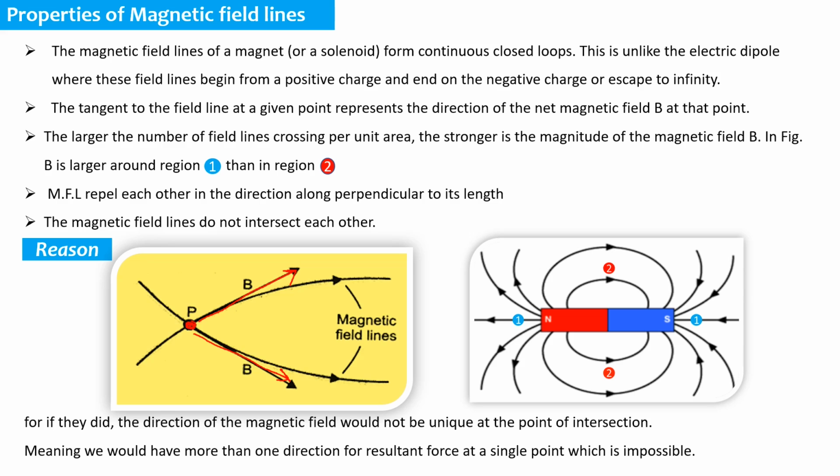If you are experiencing 400 forces at a point, the resultant force will be single. There cannot be more than one resultant force. Therefore, magnetic field lines never intersect each other. Okay, this is a very crucial point. If they are intersecting, these are not magnetic field lines. Is that very clear? So they should not intersect each other at any point, at infinity or anywhere. They cannot intersect each other.